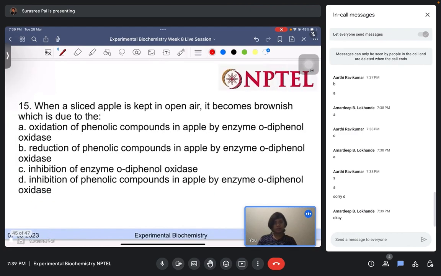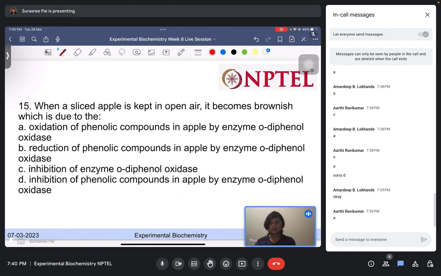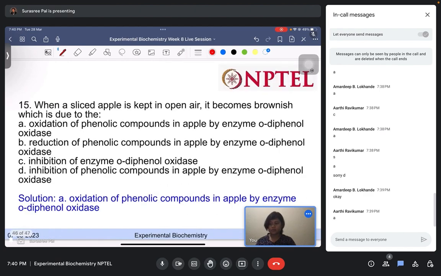And the last question for today. This I did not discuss, but if you have gone through the lectures of week 8, you might know, if you have gone through the practical demonstration. Yes, the correct answer is oxidation of phenolic compounds in apple by the enzyme orthodiphenol oxidase. So that is the correct answer.